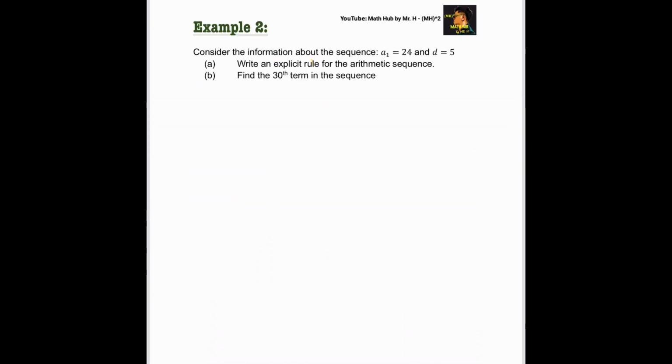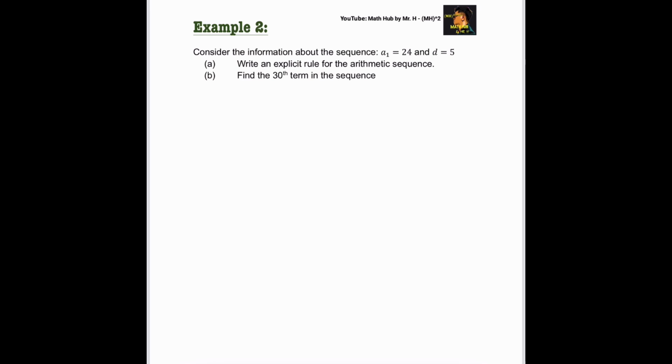Consider the following information about the sequence. So a sub 1, or the first term of the sequence, is 24. Then the common difference is 5. Question A is asking us to write an explicit rule for the arithmetic sequence. When you say explicit rule or explicit formula, it's more of a simplified one.